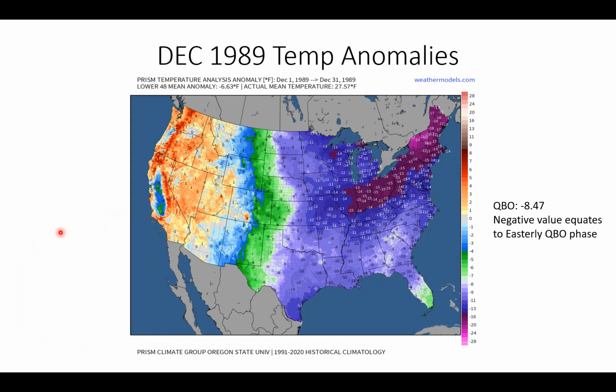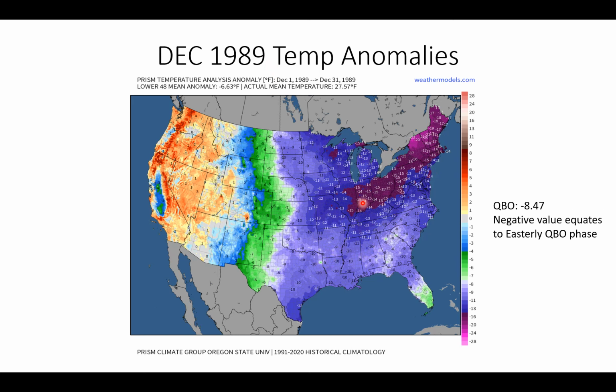What I next went to was I looked at specific winter months. My winter season is December, January, February, those months. And I looked at higher magnitude of the QBO, higher numbers or values of the QBO, whether they be negative or positive. I looked at both. So we start off with December of 1989. These were the mean or average temperature anomalies for the month of December of 1989. And it was a frigid month across the eastern U.S.